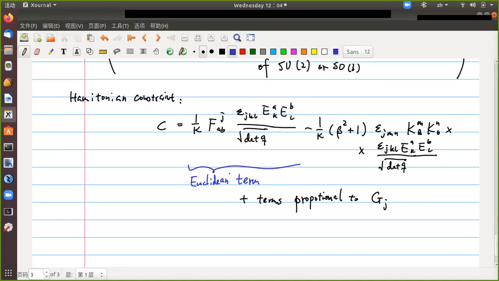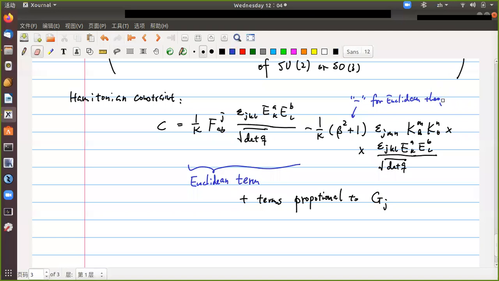Why it is called the Euclidean term is because suppose you are doing gravity in Euclidean signature, and you do the same Hamiltonian analysis. Because the metric is in Euclidean signature, you will get some minus sign in front, and then you end up with a Hamiltonian constraint. Here, you will get a minus sign for the Euclidean theory.